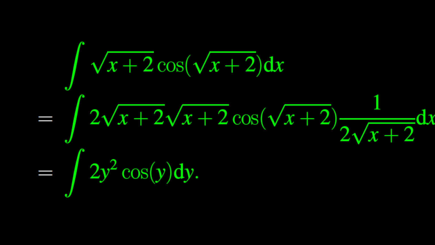This new function is the product of a polynomial function, 2y squared, and the nonlinear function, cosine of y. Observe that the best method for the integration of products of polynomial functions and nonlinear transcendental functions is the method of integration by parts. In this case, we have to use the integration by parts method to compute the integral of 2y squared times the function cosine of y dy.